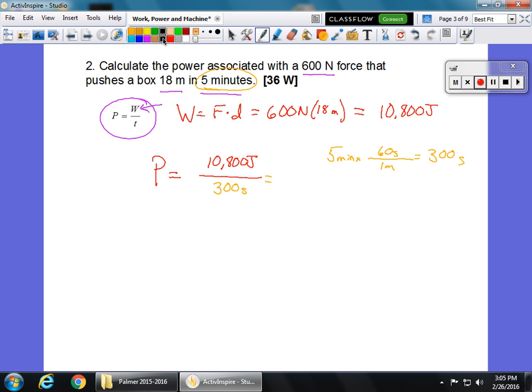When we do the division here, that's going to leave us with 36. And what are the units? The units are watts. That's a capital W. Do not confuse that with work. Work also has a symbol of capital W, but this is a unit. So you're going to see it after a number. If you see a number that says 36 capital W, that means 36 watts, and that's a measure of power. Joules is the measure of work.